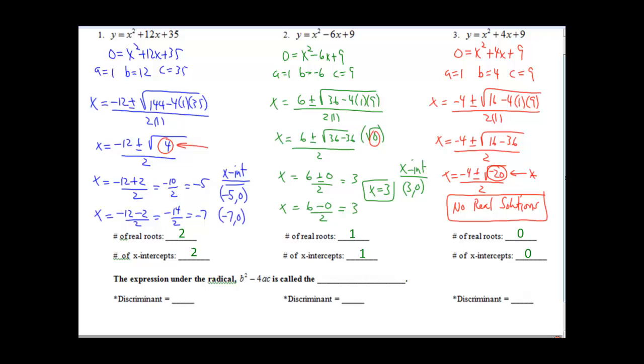The b squared minus 4ac, which gave us that answer before we took the square root, is called the discriminant. So in the first one, the discriminant was 4. The second one, the discriminant was 0. And the third one, the discriminant was -20. Those answers, the 4, the 0, and the -20, are going to help us understand our solutions.